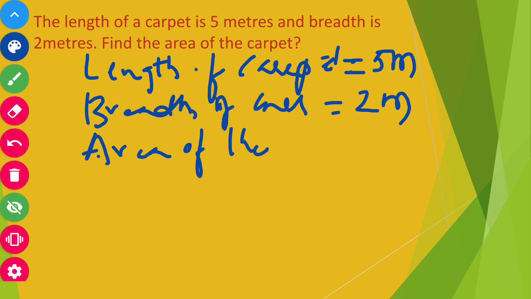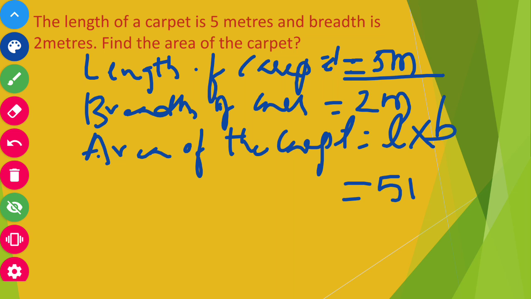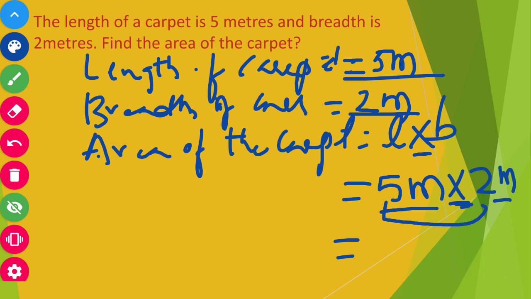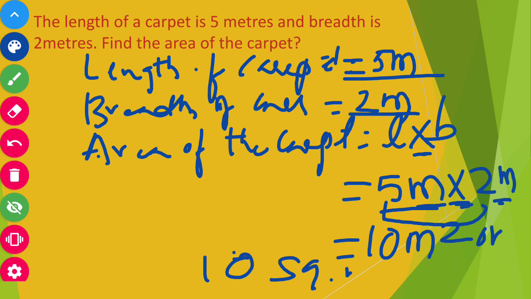Area of the carpet is length into breadth. What is the length here? 5 meters. What is the breadth here? 2 meters. Children, you need to write the multiplication sign here, isn't it? The product of length and breadth gives the area of the rectangle. So here 5 meters into 2 meters. Now I'll multiply 5 into 2. 5 into 2 is 10 meters. Meter into meter, meter square. Or you can write it as 10 square meters. Is it clear?